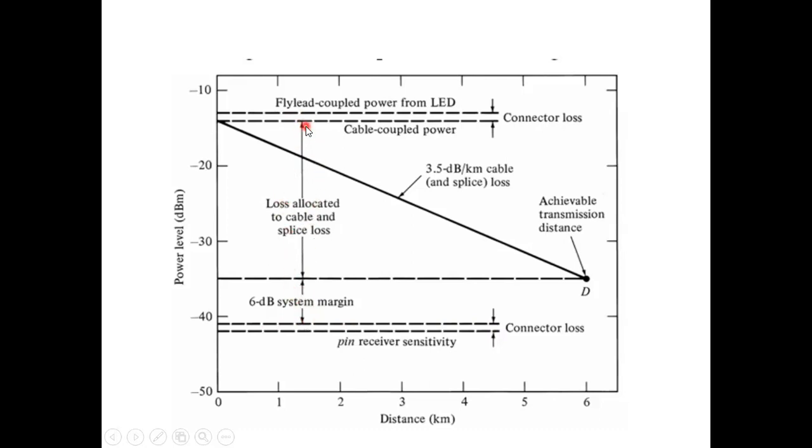We don't have any other thing. I have the cable loss which is decreasing, and my cable length from calculation I got as 6 km. This is how the attenuation is decreasing. The system margin which is given as 6 dB, from here to here is the system margin of 6 dB. So this is the whole scenario.